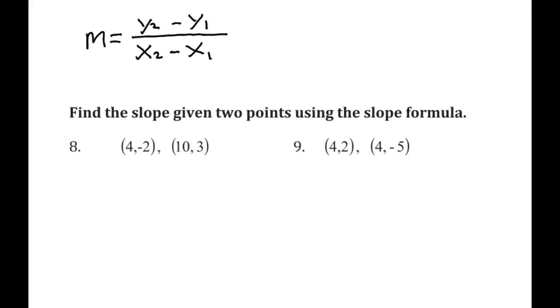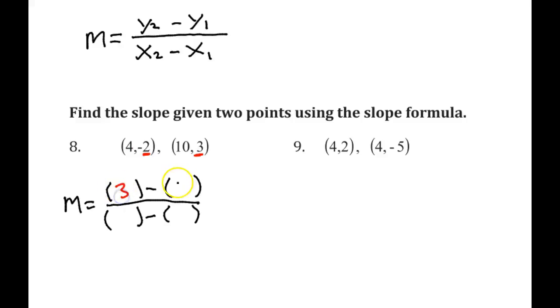Okay, so let's try it out. It helps to start off with the parentheses here, because sometimes negatives will create issues. So here are our two y values. Let's put those on top. We'll have 3 minus negative 2, and our x's are 10 and 4. 10 minus 4.